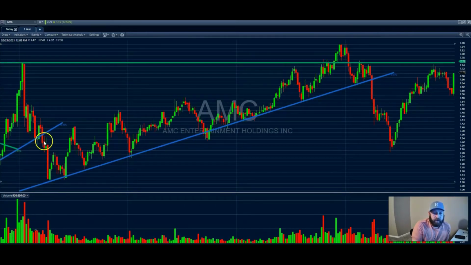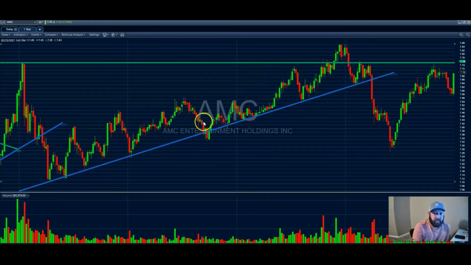So we had our triangle right here being formed. You can see it tried to break down a few times, but for the most part, it rode this line up. So here we're looking at about 7.05 up to 7.75. So that's about a 70-cent move is what we would have been expecting.